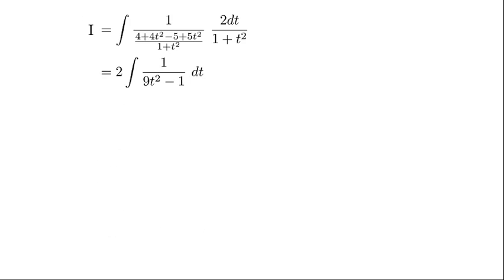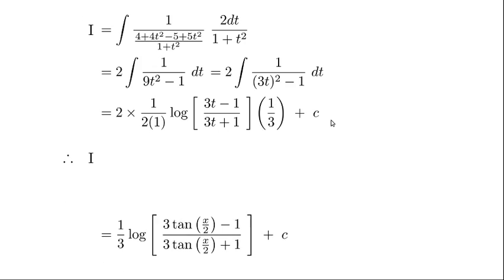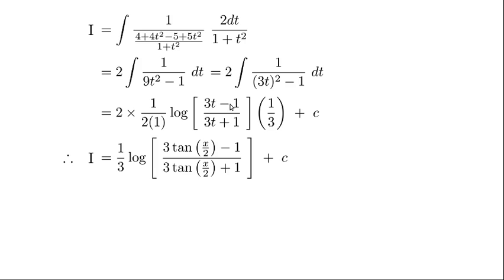And why I have taken this problem is just to make sure that in the previous case we had a plus sign and it was x square plus a square format. This is x square minus a square format. So 9t square is written as 3t the whole square, and 1 is 1 square, and therefore it becomes 2 times 1 upon 2a, a is 1, log of 3t minus 1 upon 3t plus 1 into 1 by 3 plus c. So the 2 gets cancelled, it becomes 1 by 3 log of 3 tan x by 2 minus 1 upon 3 tan x by 2 plus 1 plus c.